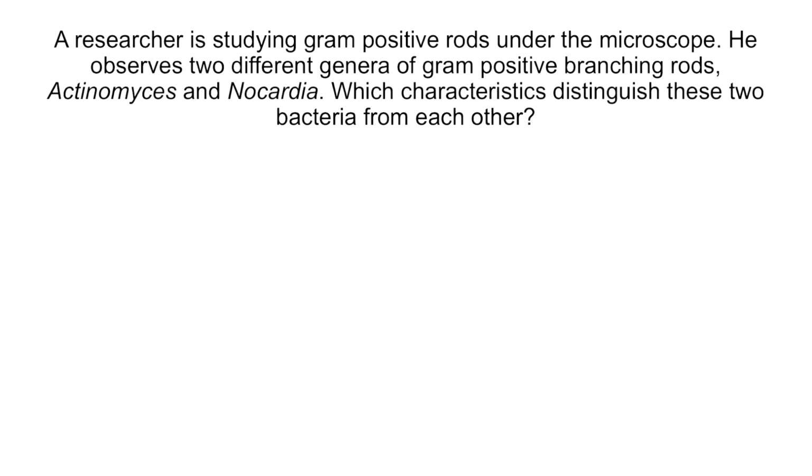Okay, let's try another question. A researcher is studying gram-positive rods under the microscope. He observes two different genera of gram-positive branching rods, actinomyces and nocardia. Which characteristics distinguish these two bacteria from each other?